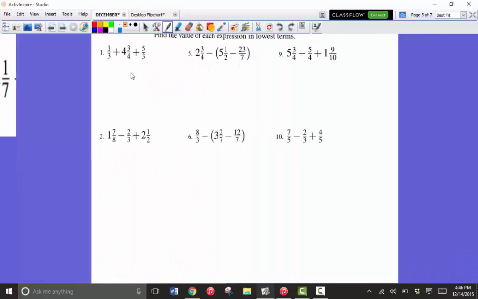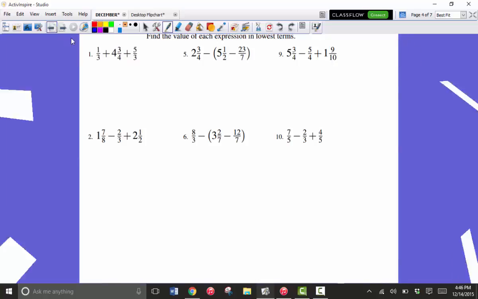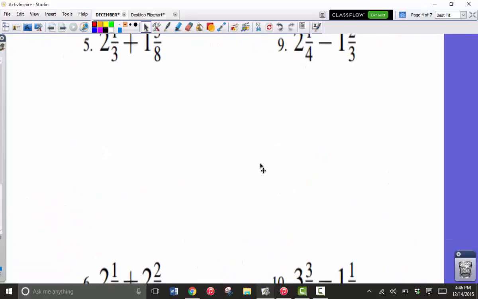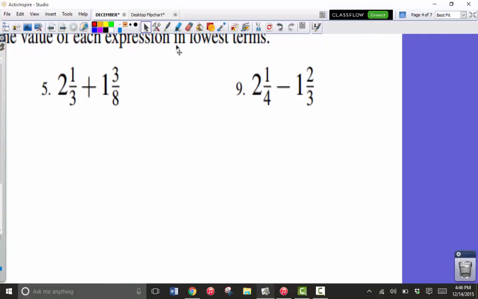Let's do, oh, too easy, too easy. I'm going to do number 9. So go back up to the top of your page, looking at number 9. So we do not have the same denominator, so I'm going to change these fractions into improper. 2 times 4, 8, plus 1, 9. 1 times 3, 3, plus the 2, 5. Again, keeping the same denominator.